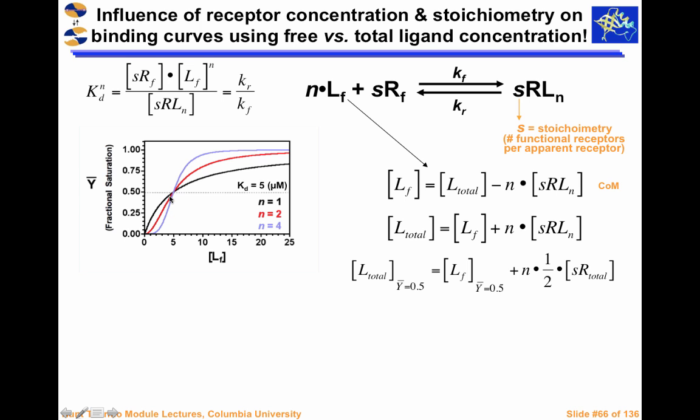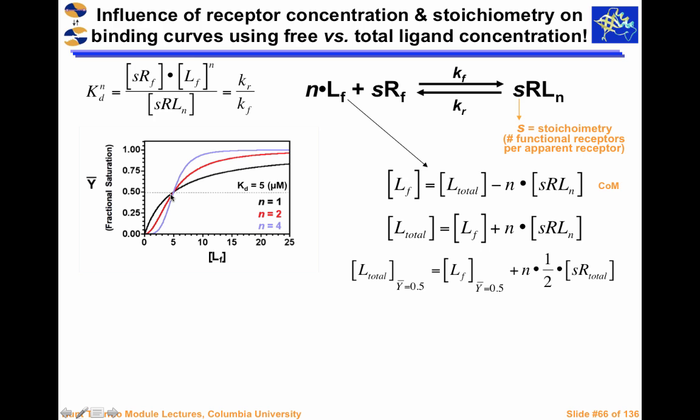We always have 50% saturation when the free ligand is 5 micromolar. As we get different levels of cooperativity, the shape of the curve changes, but they always intersect at this point. So this is, as we talked about earlier, a universal reference point in binding experiments. Previously, we talked about that reference point relative to free ligand concentration.